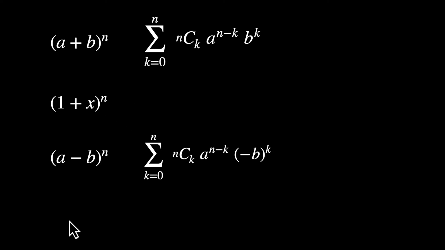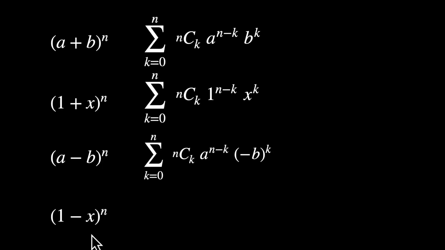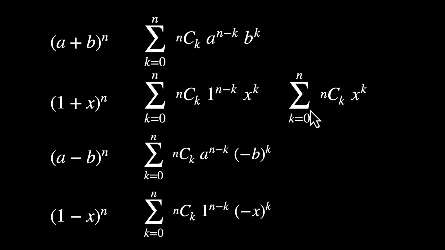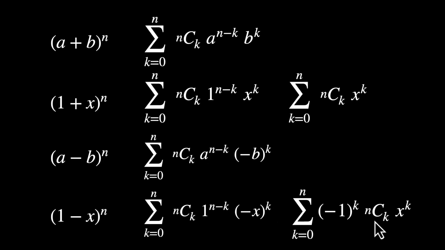If you do the same thing here, we'll get (1 - x)^n. Replacing a as 1 and b as x, the summation will look like this, and for this one, it will look like this. Because 1's powers are just 1's, we can completely ignore this part. We can simplify this. We can say that this expansion is actually nCk x^k, and this one is nCk x^k, but with an alternate negative sign.